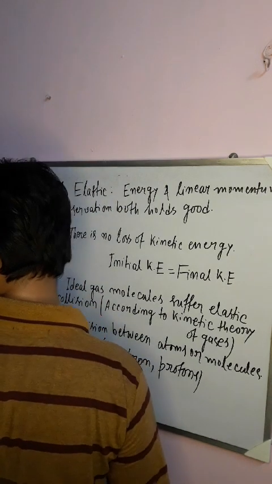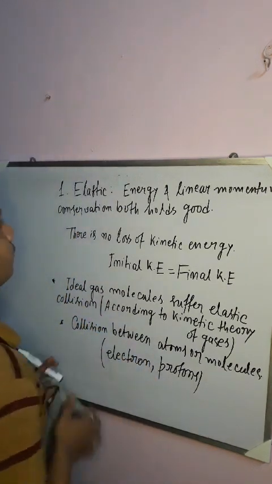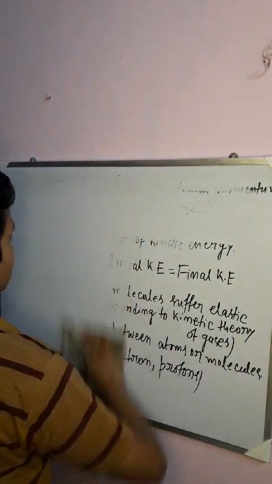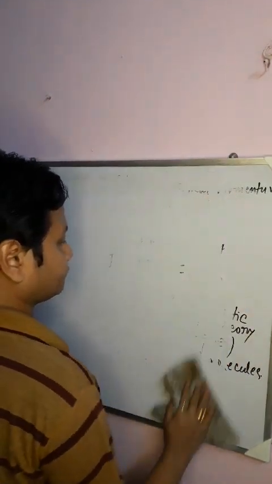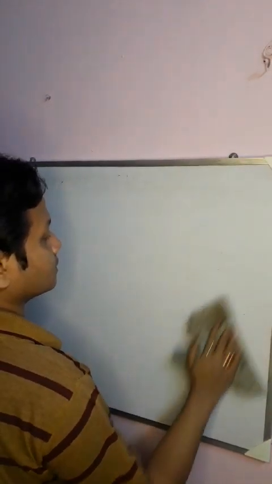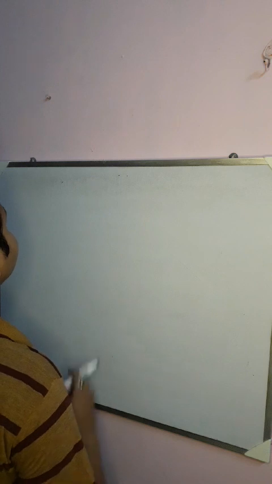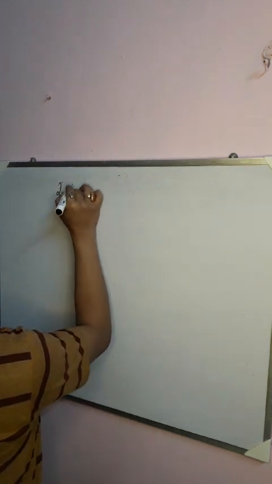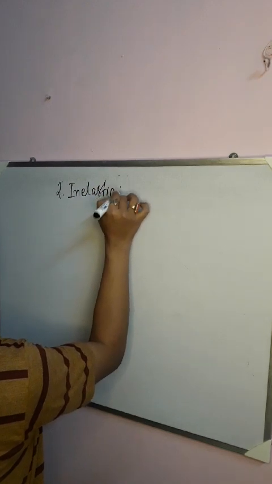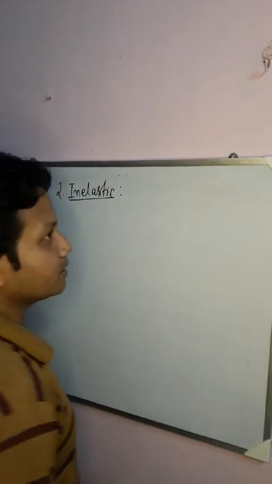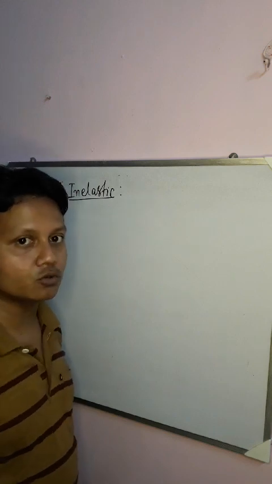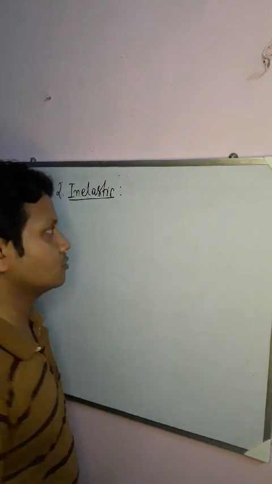Now the second type of collision is inelastic collision. Now we shall discuss the second type of collision, that is called inelastic collision. What is it? Remember, here the law of conservation of linear momentum holds good, but energy conservation does not hold good.